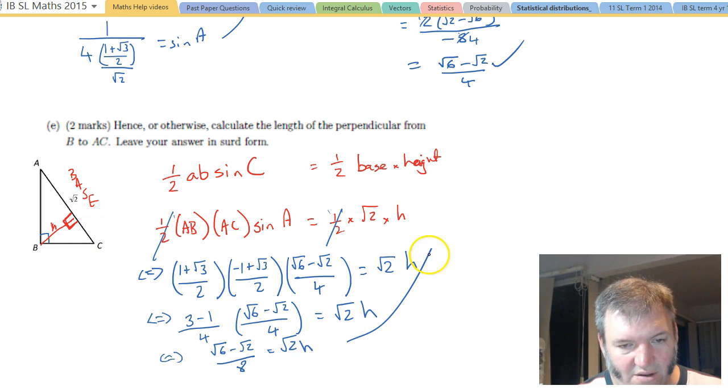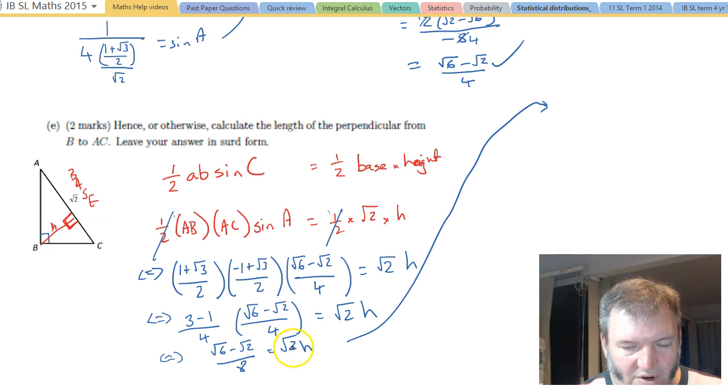Hopefully that was alright, it wasn't too quick. What did I do? I just said 3 minus 1 is 2, 2 over 4 is a half times that thing in brackets. Well, the top stays the same and the bottom 2 4s are 8. And I left the right hand side alone. Now when I divide by root 2, you'll notice this fraction on the left hand side has root 2 as a common factor.